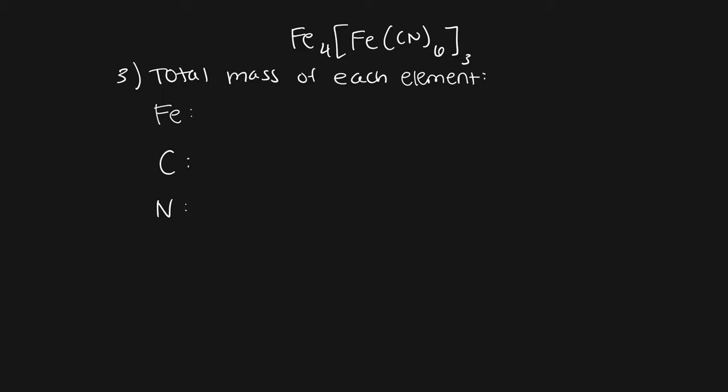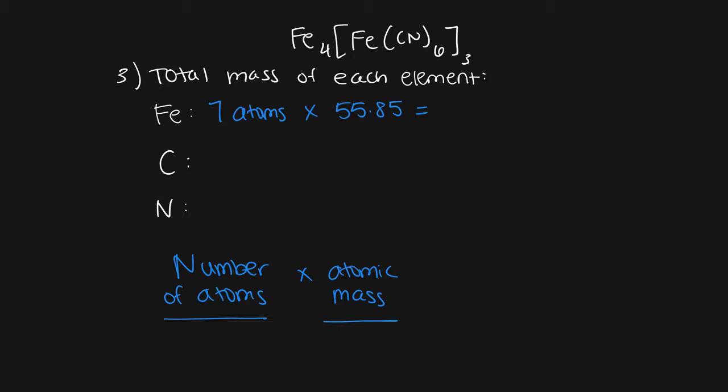Now we need to find the total mass of each element in the compound. To do this, we multiply the number of atoms we found in the previous step times the atomic mass we found in the first step using the periodic table. So for iron, we found there are 7 atoms in the compound, and the atomic mass was 55.85. That should equal 390.95. So now this number is also the molar mass of iron in the compound, so the units would be grams per mole.